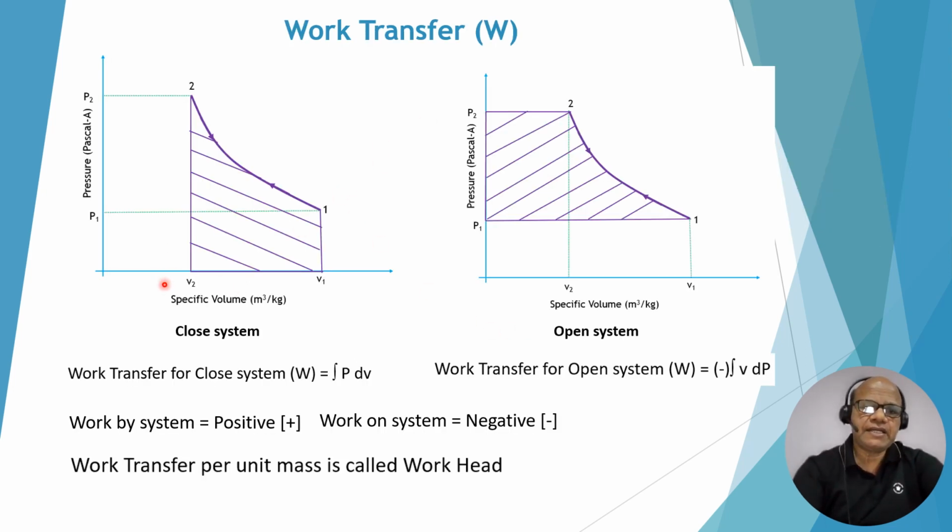Work transfer on the PV diagram for a closed system and for an open system. In a closed system, the area under the curve on the x-axis of the PV diagram is equal to the work done, and by formula you can use the integration of P dV. Similarly, the area under the curve on the y-axis of the PV diagram for an open system is equal to the work transfer for the open system, which is equal to minus the integration of V dP. So these are the two formulas used for the closed system and open system. As per sign convention, work done by the system is positive, work done on the system is negative, and work transfer per unit mass is called work head or head.